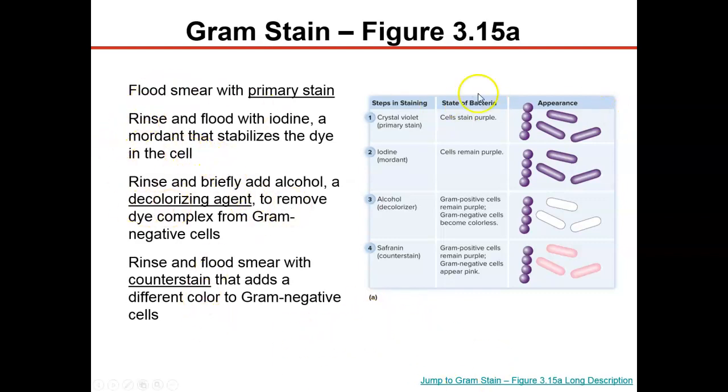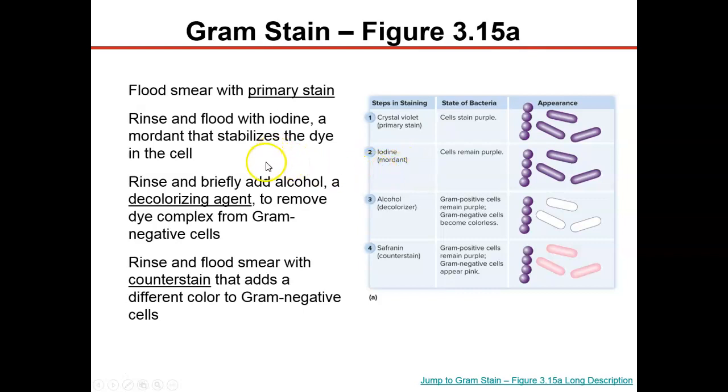So how does this work? We first fix the bacteria to the slide. Then we add the primary basic stain known as crystal violet. Crystal violet stains all of the cells the same color. We then rinse the slide with distilled water after 1 minute, and then we add iodine, which is the mordant.